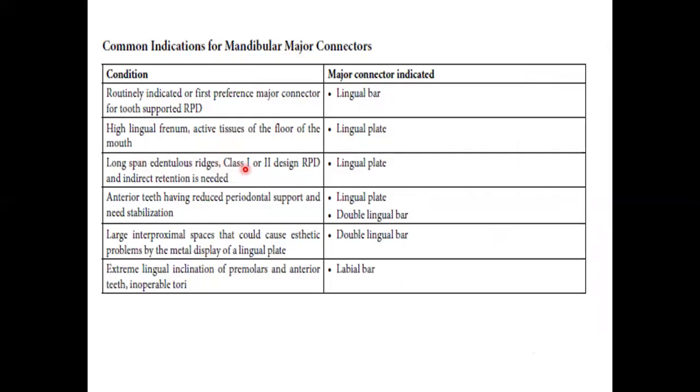For a long span edentulous ridge, that is your class 1, class 2, or if indirect retention is needed, go for a lingual plate. If the anterior teeth have reduced periodontal support and need stabilization, you can go for either lingual plate or a double lingual bar. For large interproximal spaces that could cause an aesthetic problem, go for double lingual bar. If there is extreme lingual inclination of premolars or anterior teeth, or an inoperable tori, in such cases you can go for a labial bar, and a modified labial bar, your swing lock design, can also be used in such cases.